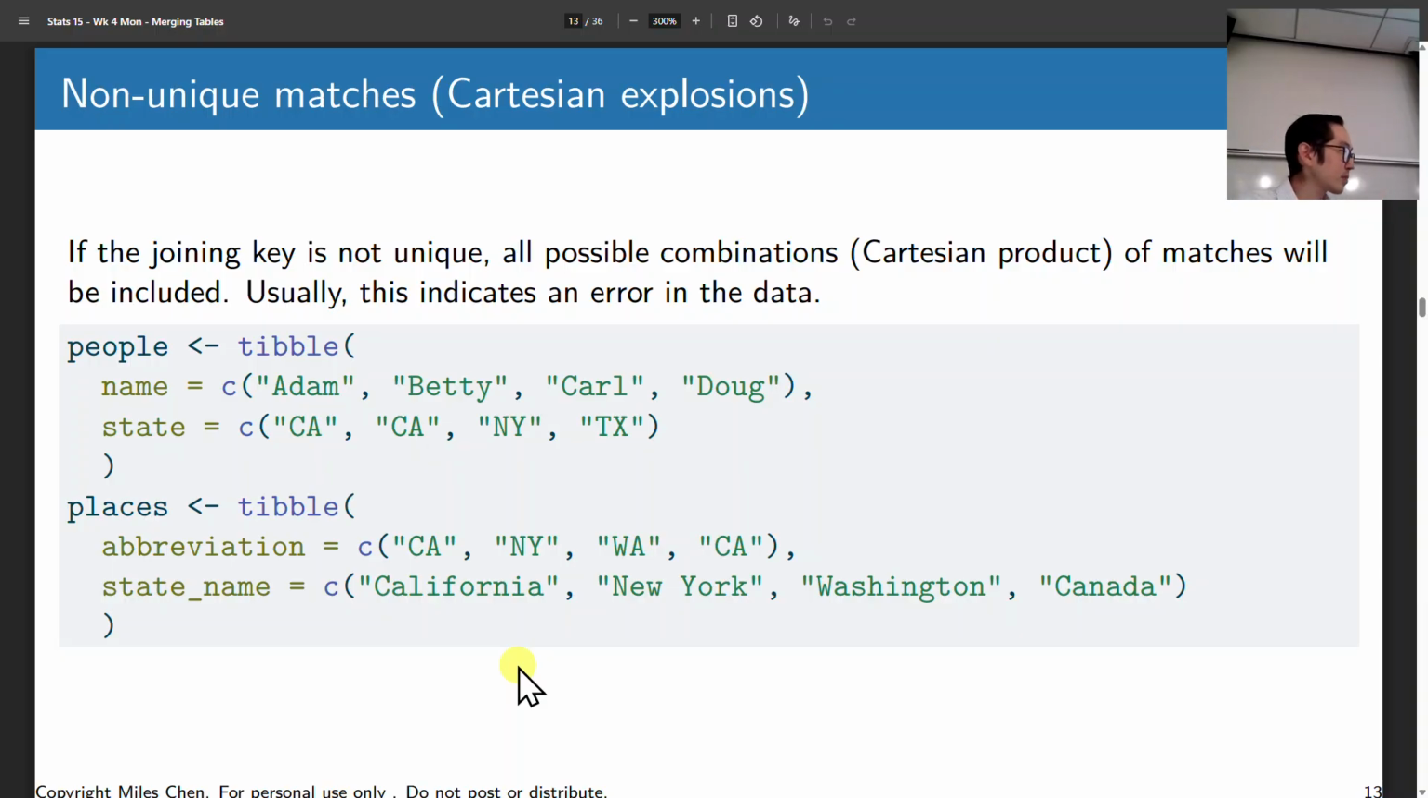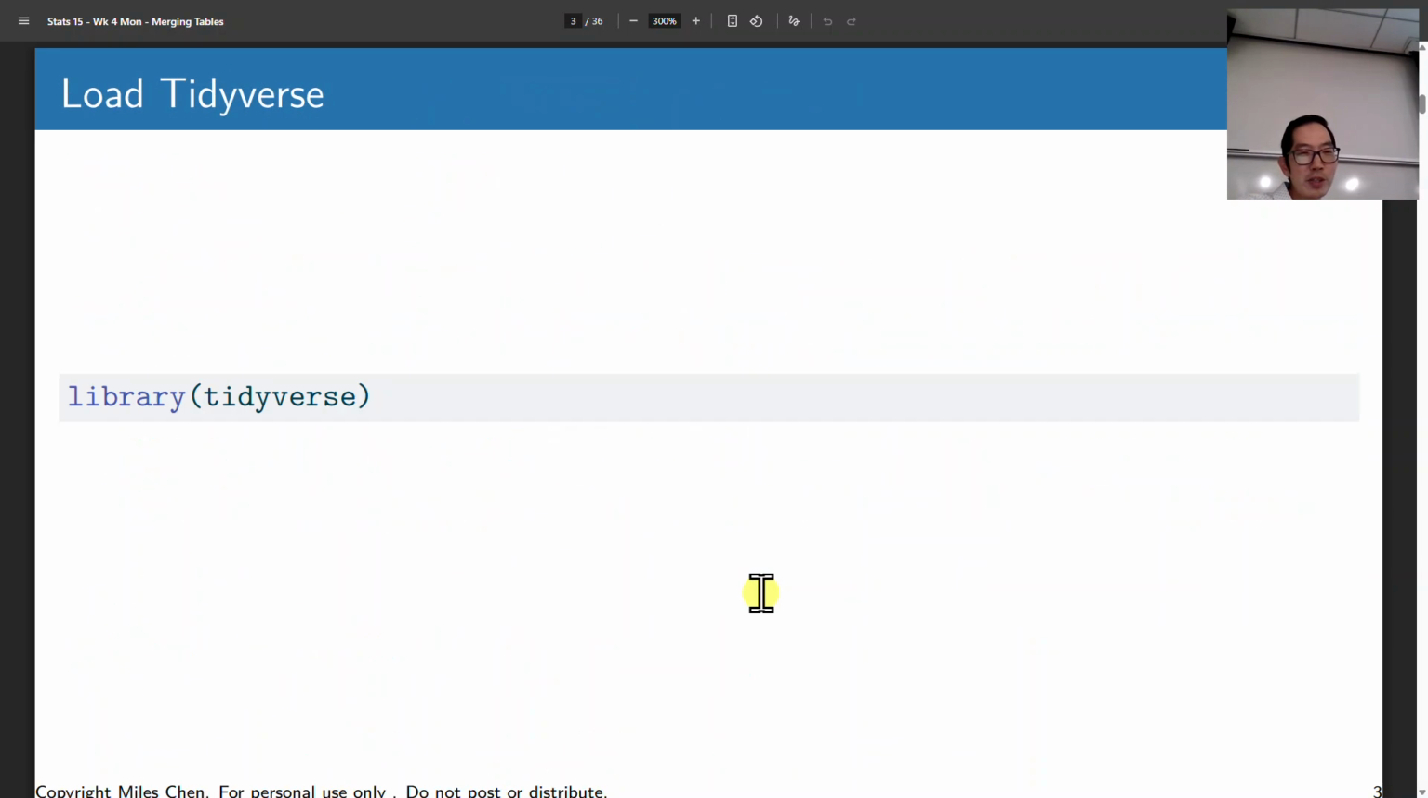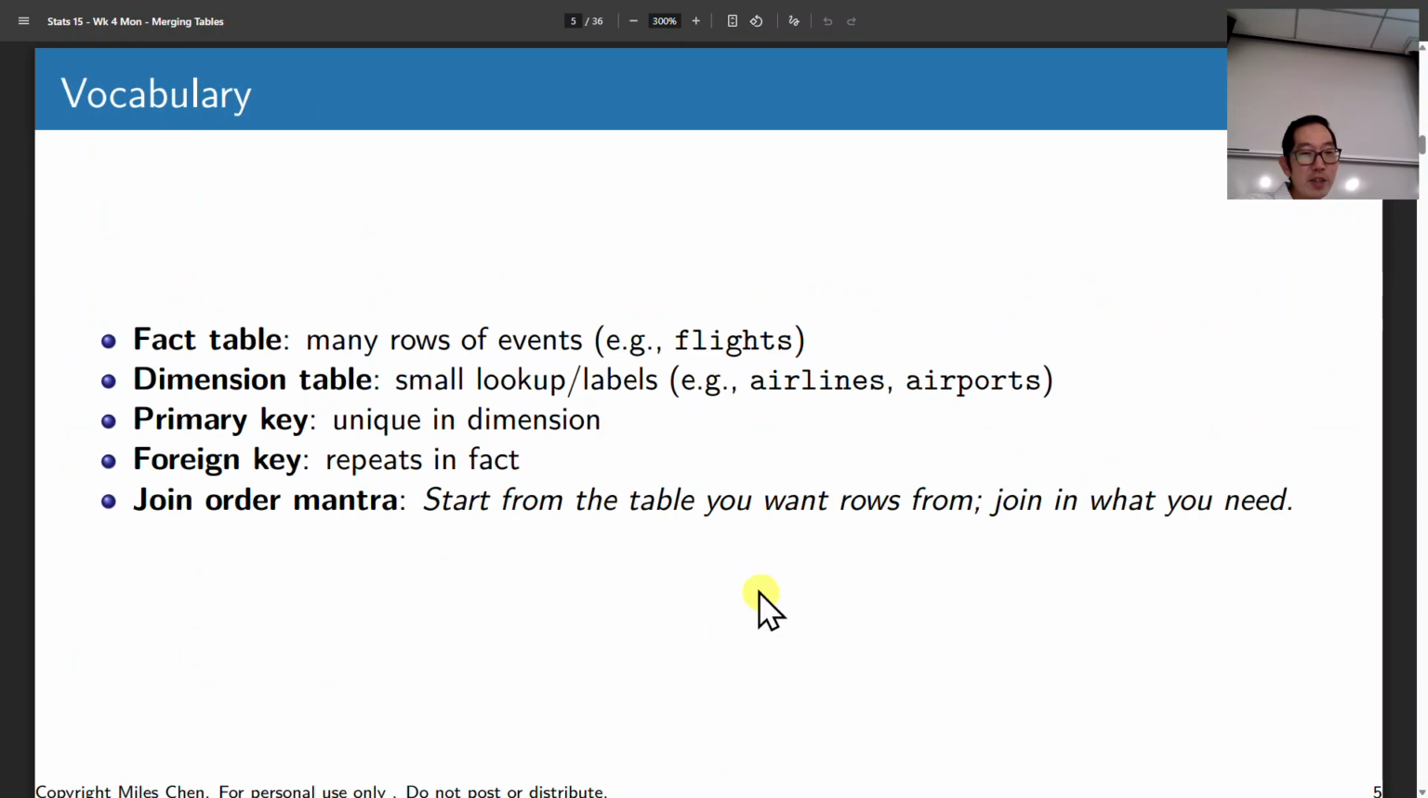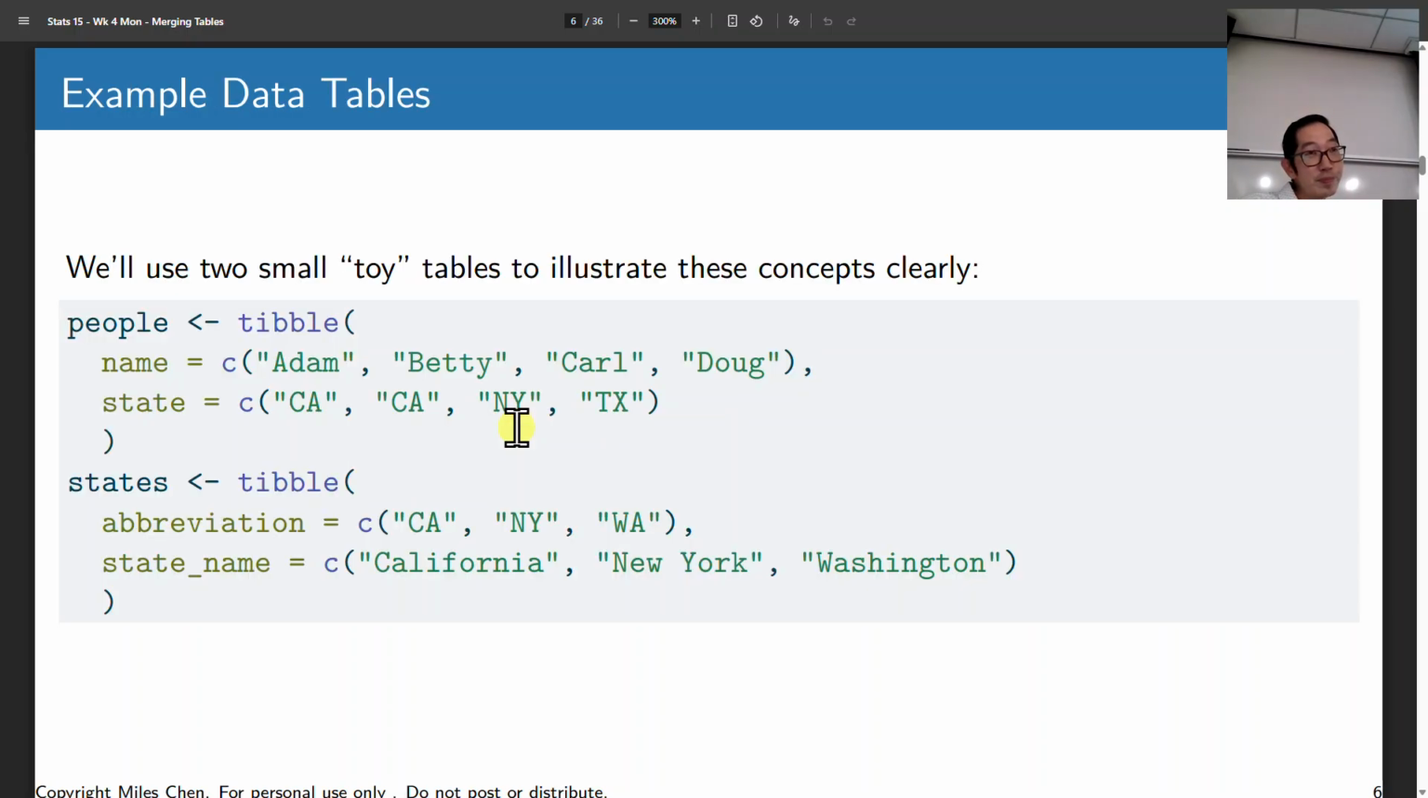Sometimes you get what we might call a Cartesian explosion or a Cartesian product. That sounds bad, and in general it is. This is what happens if the primary key in the dimension table is not unique.